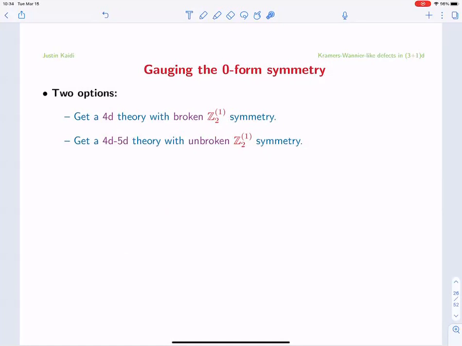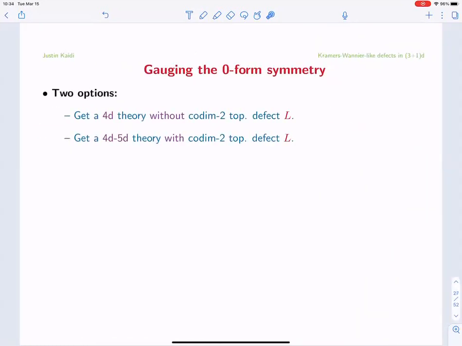And let me just rephrase these two standard options in the language of defects. So the two options are that I can have a 4D theory without any codimension 2 topological defect L, which would generate a one-form symmetry. Or I could have a coupled 4D, 5D system with such a codimension 2 topological defect. These are the two standard options. But it turns out that there's actually a third option.